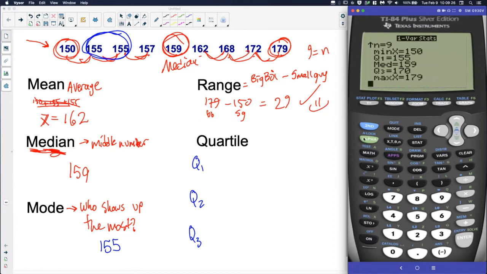Anyways, like I was saying, Q1, Q2, and Q3 divide up our set of numbers into 4 different parts. Here, let me clean this up a bit.